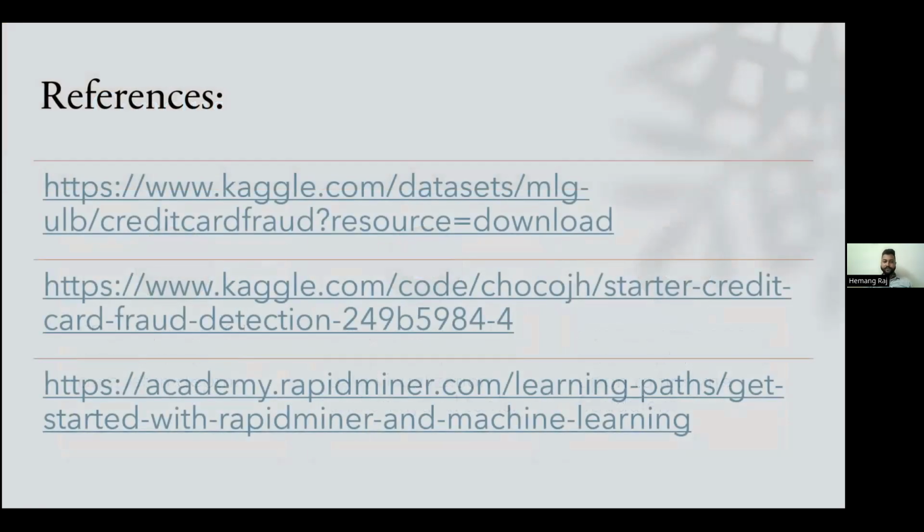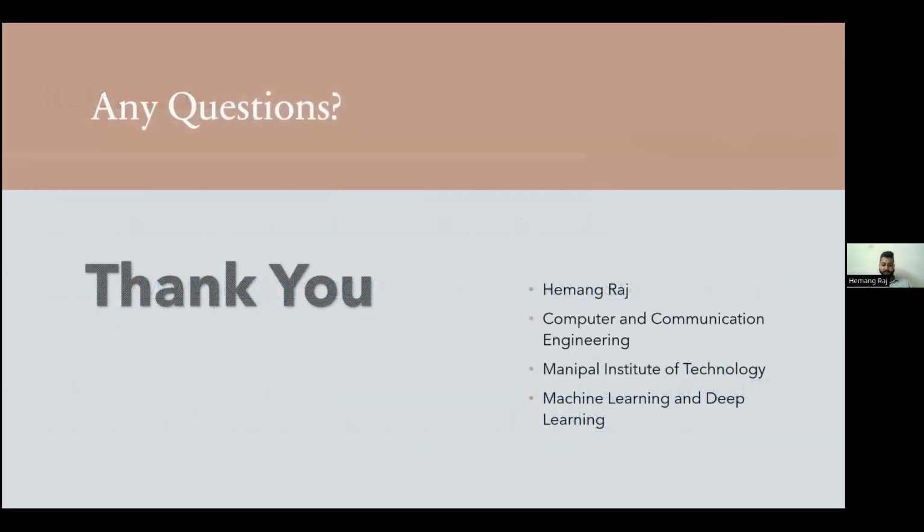These are the references I have used. The first one is Kaggle, from where the dataset is downloaded. The second and third are RapidMiner. Using RapidMiner, the data pre-processing is done so that the data is clean, doesn't have any noise, and any unwanted outlier values are removed. So this was my presentation.